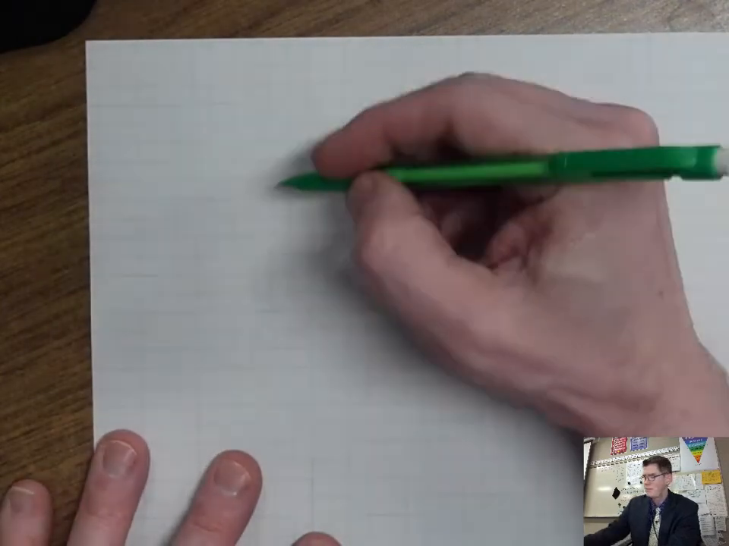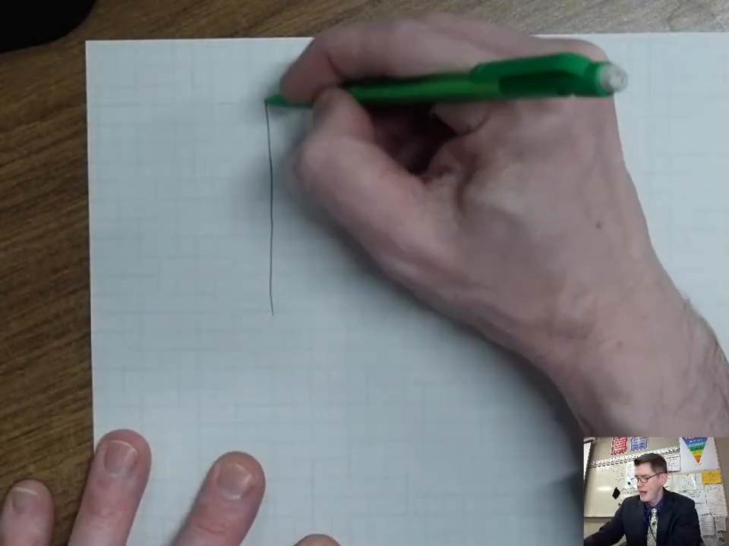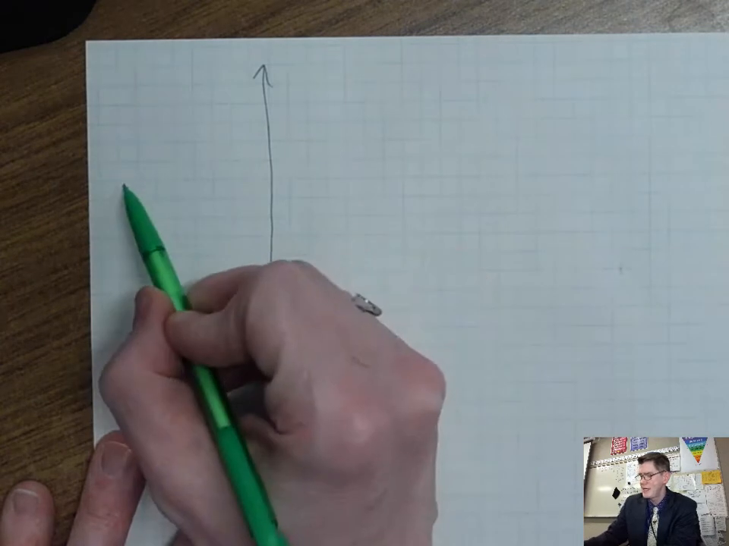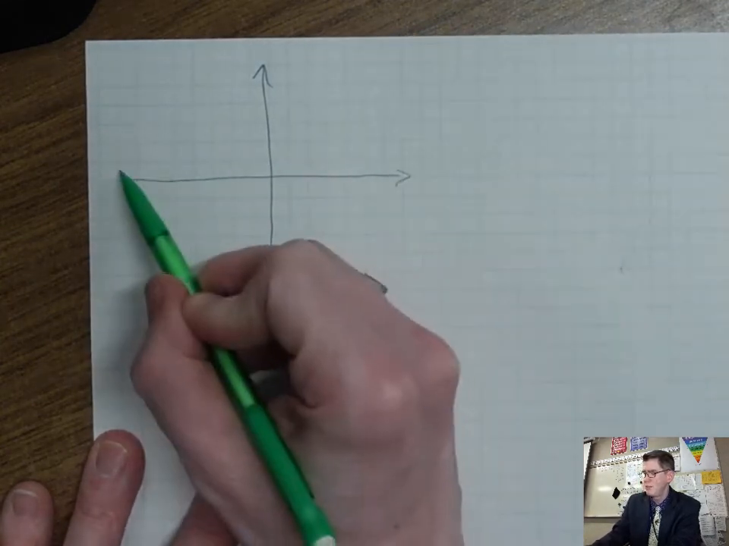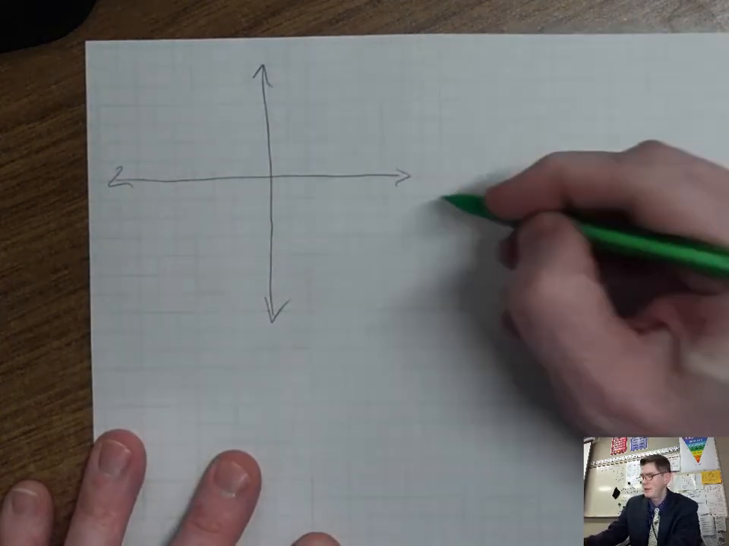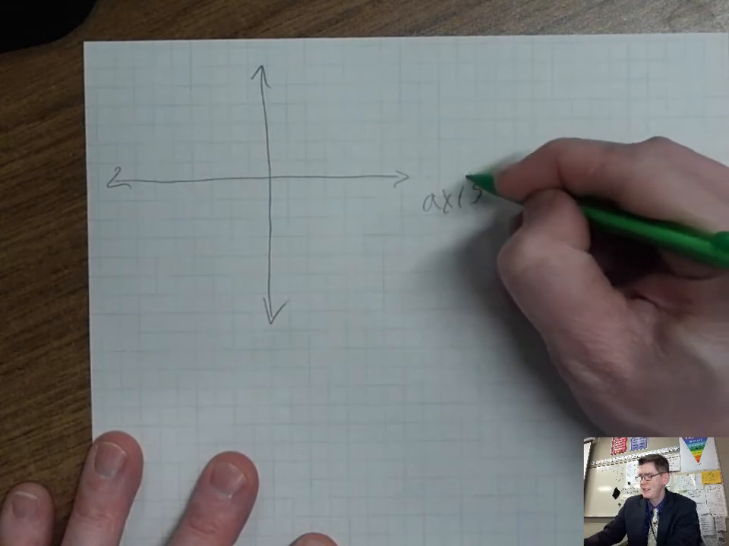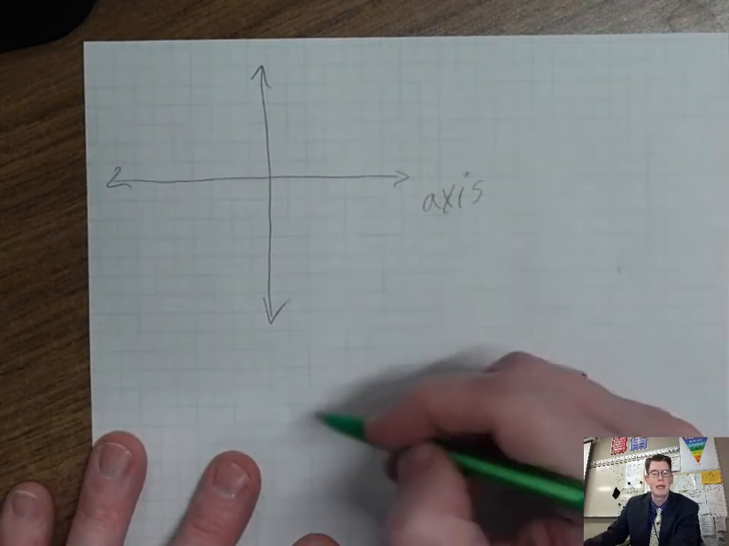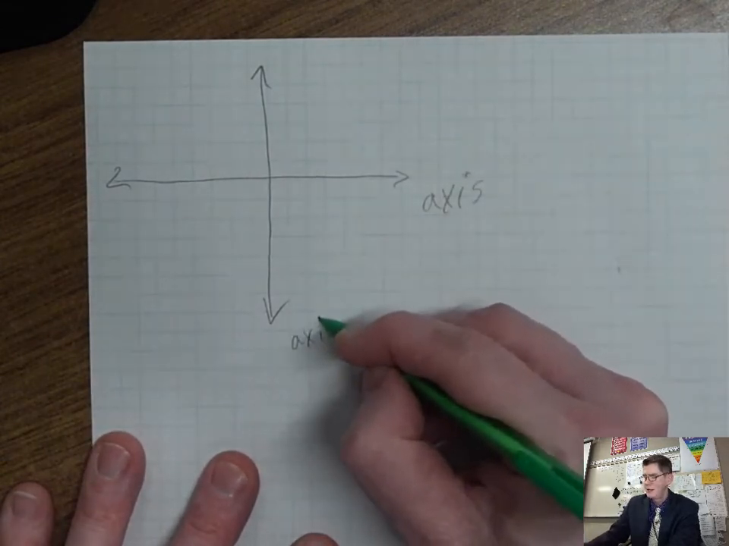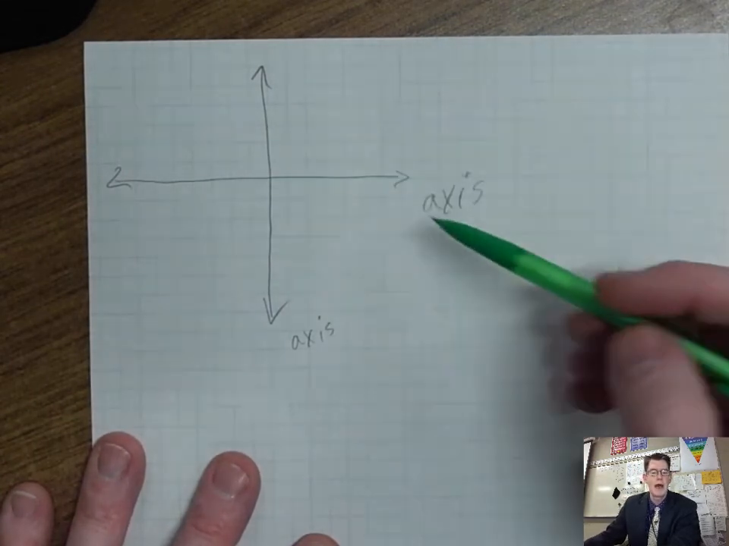But here we go. In graphing proportions, I first want to review a little bit about what graphing is. In math, when we graph, we have these two lines. We call them both an axis. You can look up the meaning of the word axis. It just means a point centered around what we're talking about.